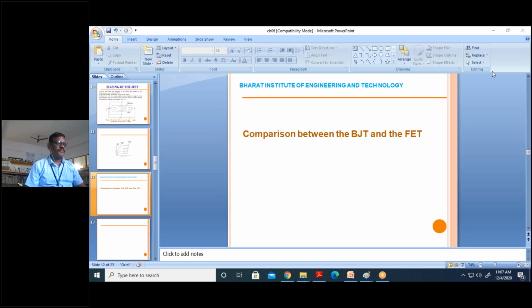JFET: 3-terminal, 2 junctions, field effect transistor. So now the comparison.